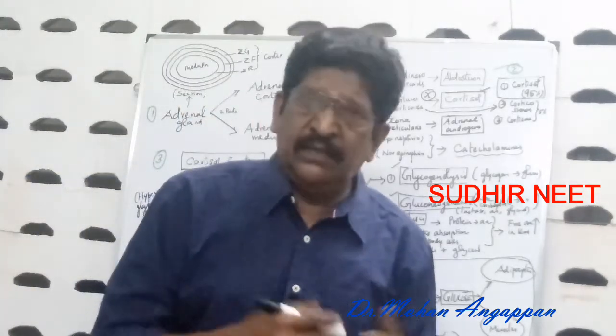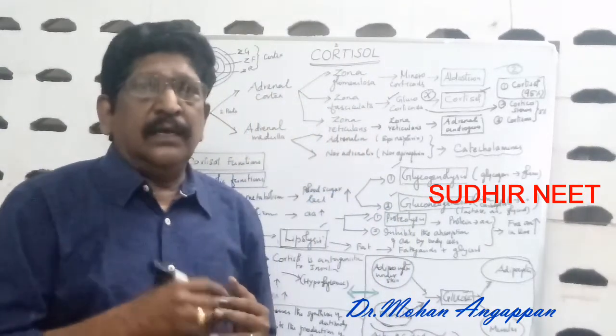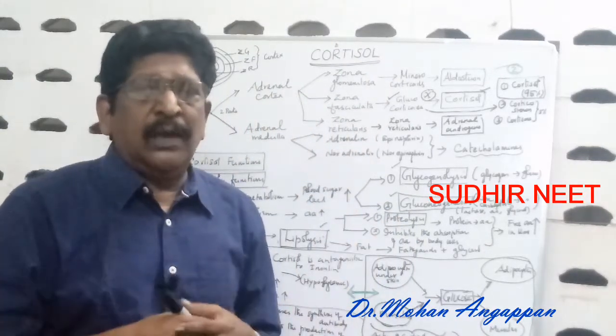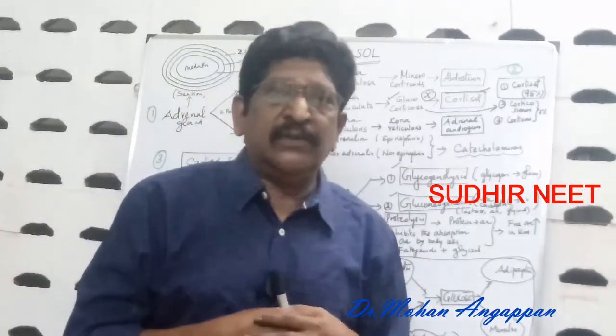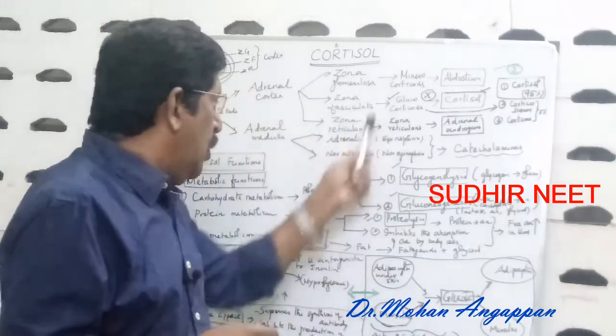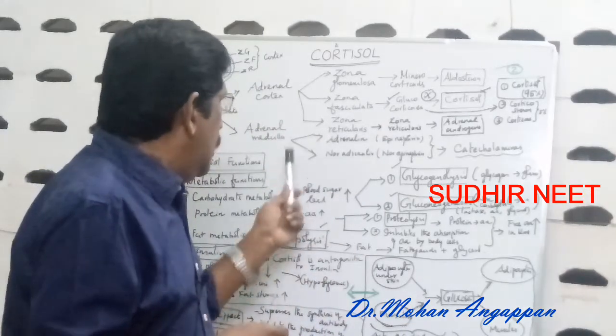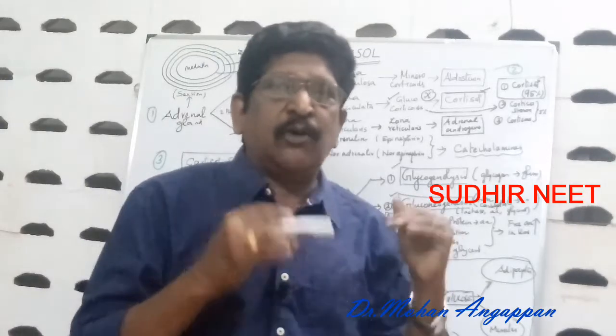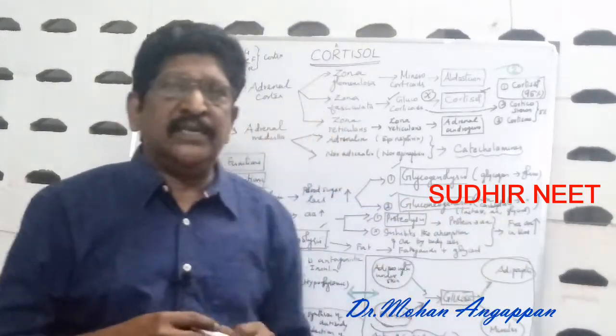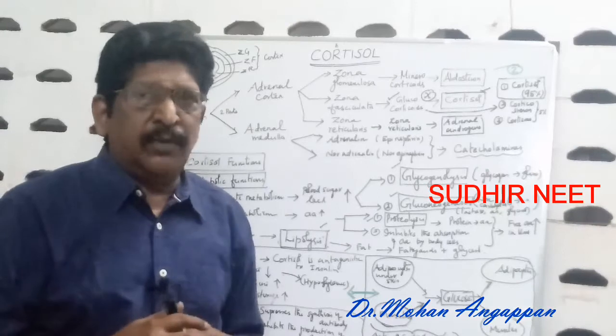In the NEET examination, the question may be asked. There may be four options. Which two hormones are antagonistic? Out of which the answer should be cortisol and insulin. Okay. So insulin and cortisol are antagonistic. This you must remember. Very, very important.